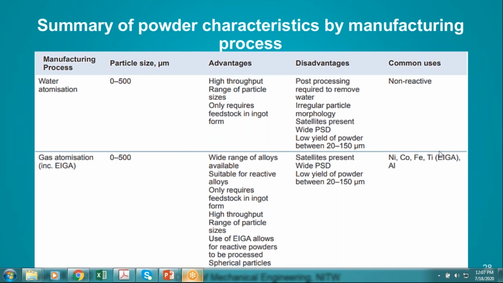And satellites are also present in the gas atomization process, but in a smaller number compared to the water atomization process. Water atomization is commonly used for non-reactive materials, and gas atomization is especially used for nickel, cobalt, ferrous and titanium, as well as aluminum powder particles.